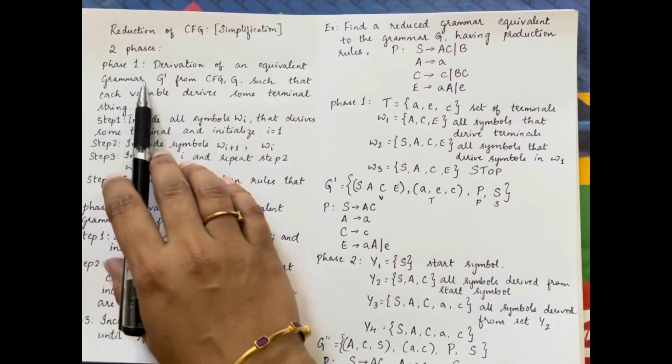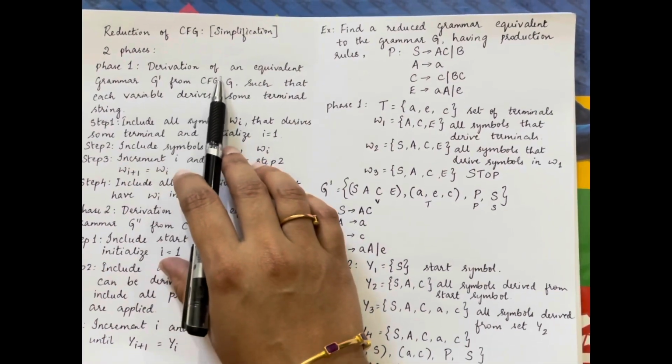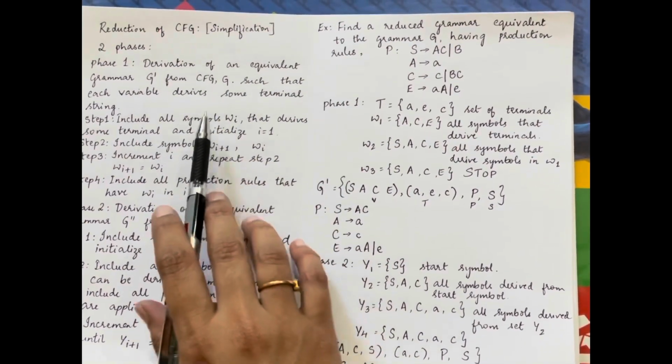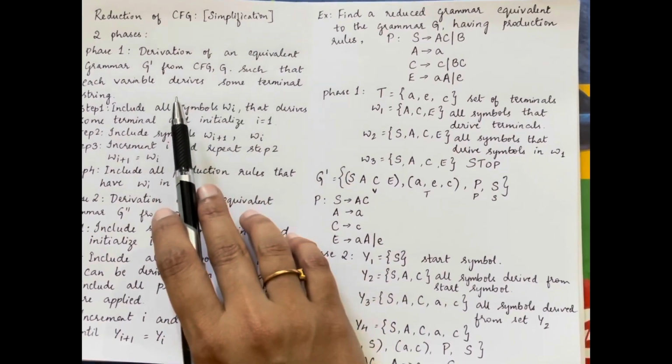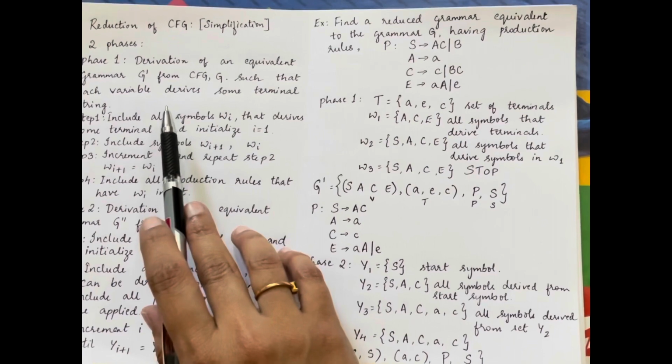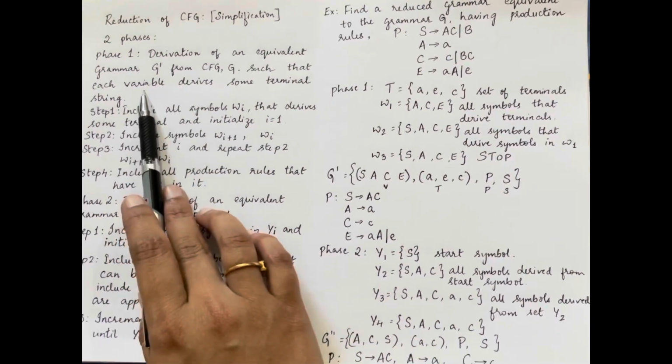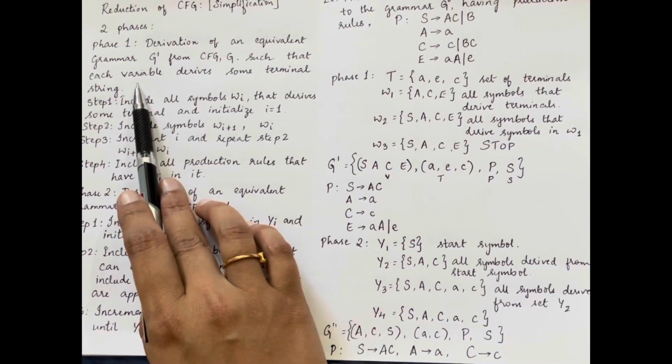So phase 1 is nothing but derivation of an equivalent grammar G dash from the context-free grammar G, such that each variable derives some terminals from the string. These two phases again include steps in turn.